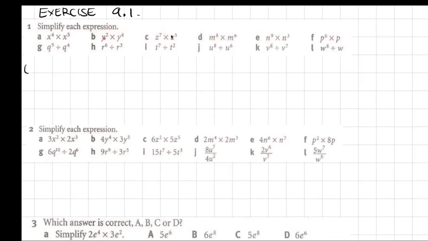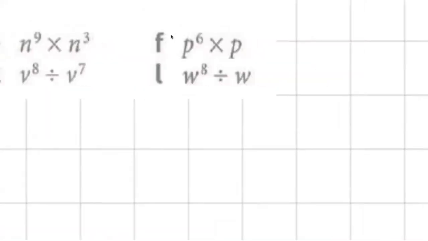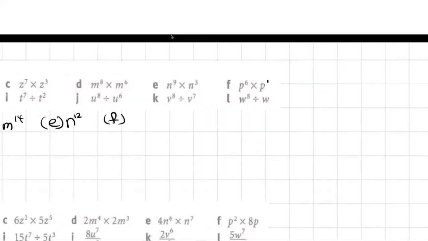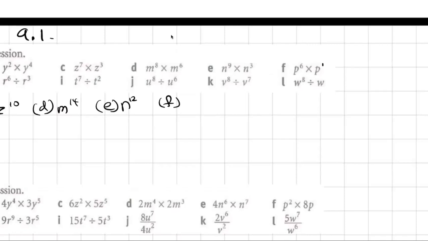As you can see, y squared times y to the power of 4, so for question B, it is y to the power of 6. Question C is z to the power of 10. Question D is m to the power of 14. Question E is n to the power of 12. F. Okay, this is the part where most students start to get a little bit confused. Whenever something does not have a power written, it is automatically to the power of 1. P itself is P to the power of 1, so 6 plus 1 is P to the power of 7.